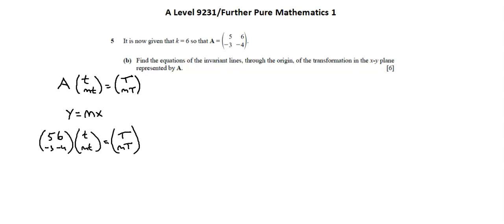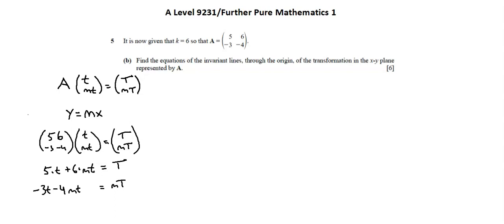My first row on the left, 5, 6, I'll multiply by the only column on the right, t, mt. 5 times t plus 6 times mt equals, notice the resulting matrix has the value big T. And in the next multiplication, I'll take the second row of matrix A and multiply by the column matrix on the right, -3 times t minus 4 times mt. Notice our result is m big T.